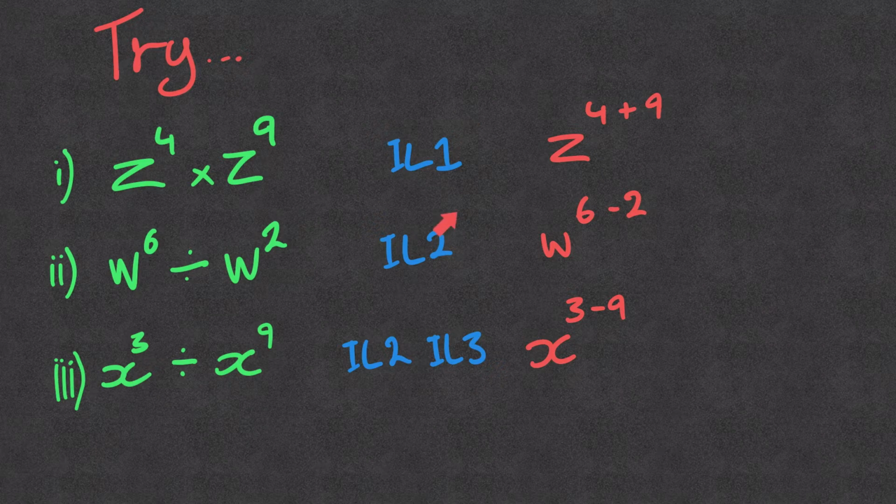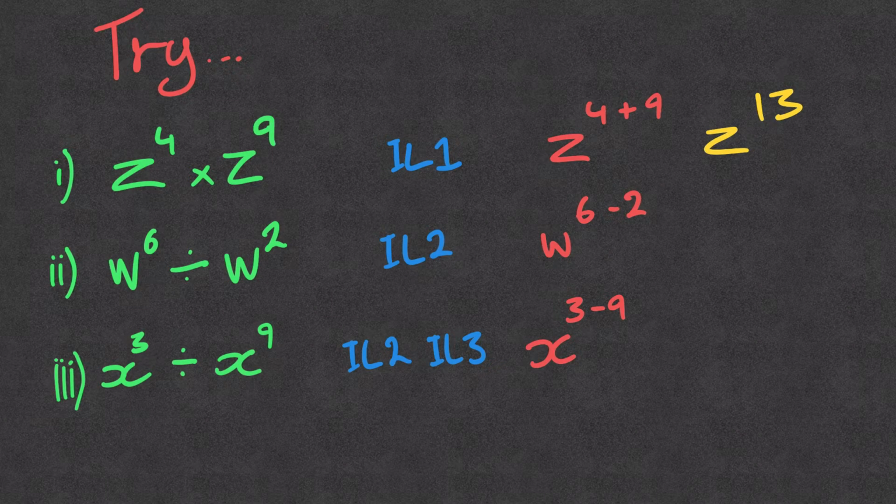In this middle column here in the blue, I've just written what index law it was. So we've got index law 1 up the top, we're multiplying together. So a number multiplied by itself, you add the indices together. Index law 2, so, number 1, we better actually answer it. Z to the power of 4 plus 9 is the same as saying Z to the 13.